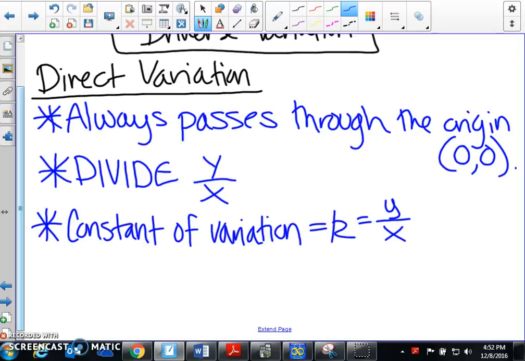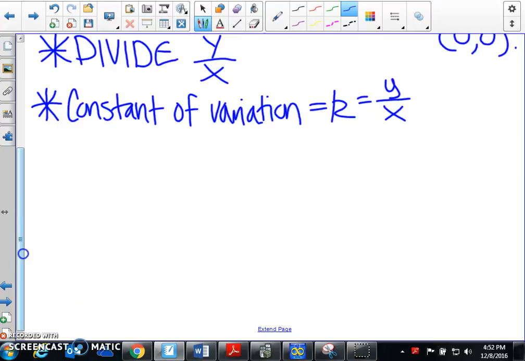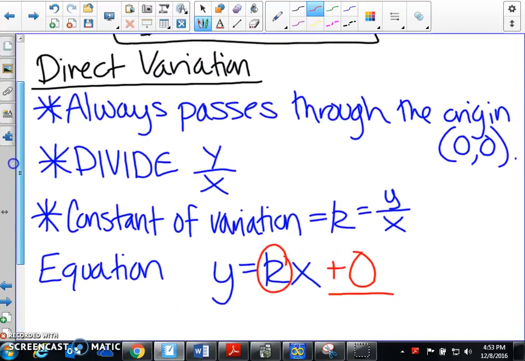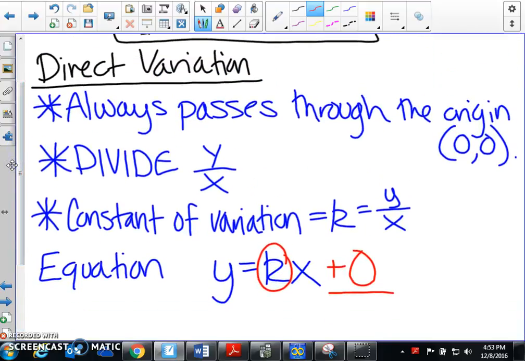And if you think about slope, isn't slope rise over run? So the change of y over the change of x. So it's that same kind of thing. The equation for direct variation is y equals kx. Now remember, it goes through the origin, which is that plus 0, so that's not written, but it's understood. And then the k is that y over x, which remember, it's really just the same thing as slope. So here's all of our different things.